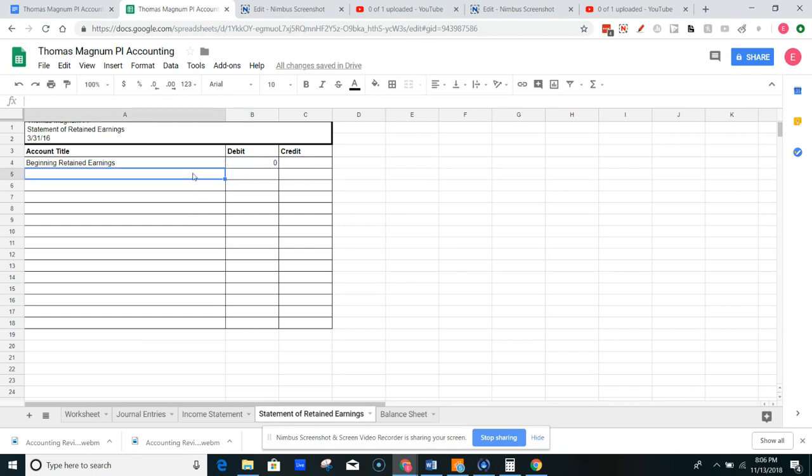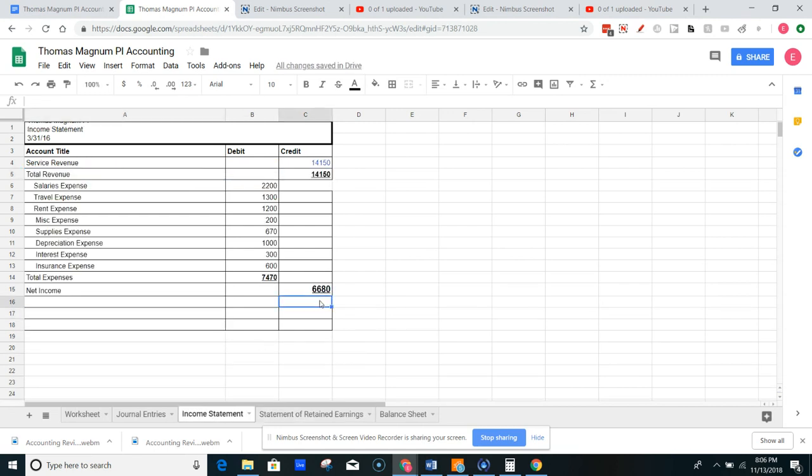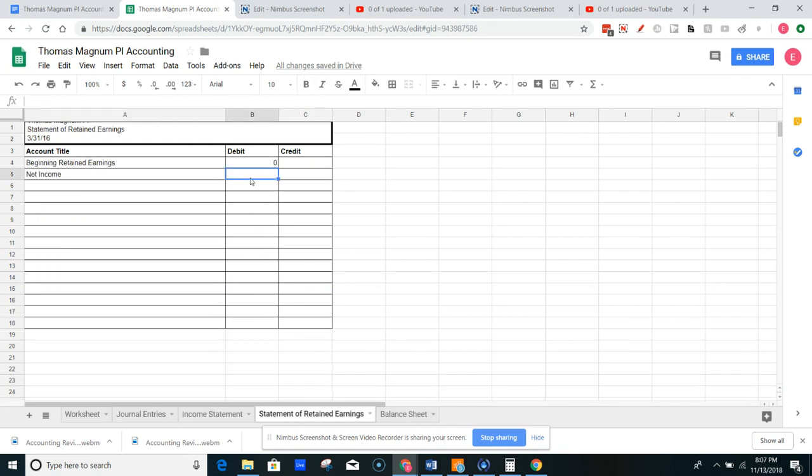Then I need to add that to my net income. I actually just found my net income on my income statement, right? That's why these things flow together. Since I found my net income, I can put it into my statement of retained earnings. My net income is $6,680. So I pop over here, and my net income is going to be 6,680.